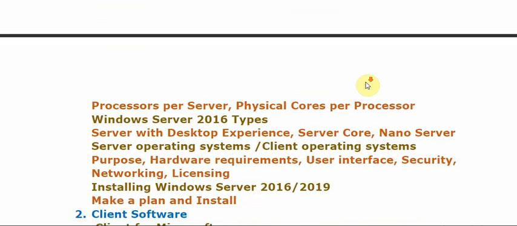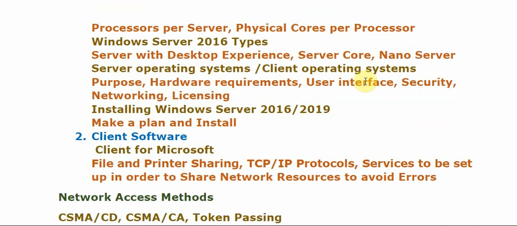Whatever network device you connect to a network system, we need to enable client software. For example, for Microsoft, the Microsoft client should be enabled. By default it is enabled, but we need to clearly understand the basic requirement to connect a computer to a network system.